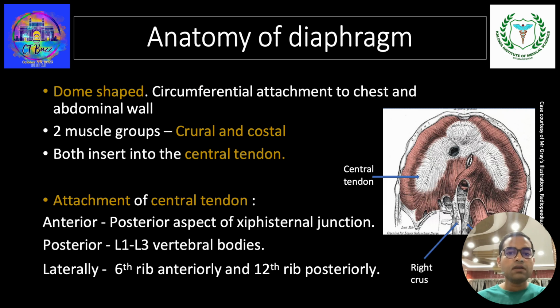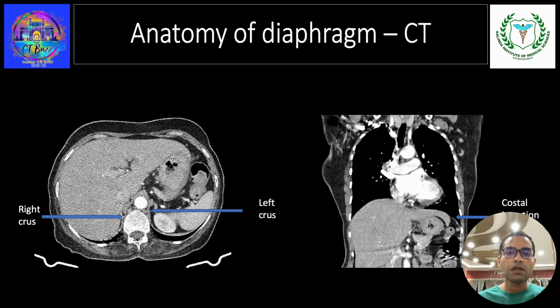The diaphragm is dome-shaped. Circumferential attachment to the chest and the abdominal wall is seen. There are two muscle groups, the crural and the costal, both insert into the central tendon. The central tendon attaches anteriorly to the posterior aspect of the xiphisternal junction, posteriorly to the L1 to L3 vertebral bodies, and laterally to the 6th rib anteriorly and 12th rib posteriorly. Then we can see the CT anatomy in this image. Here is the right crus of the diaphragm and the left crus of the diaphragm, and in the coronal image we can see the costal insertion of the diaphragm.